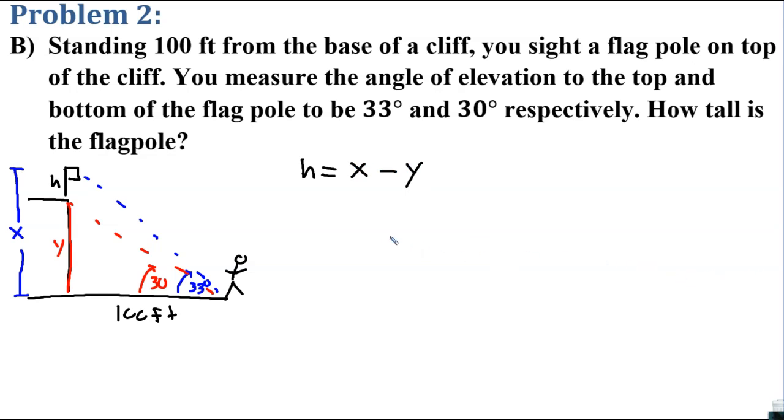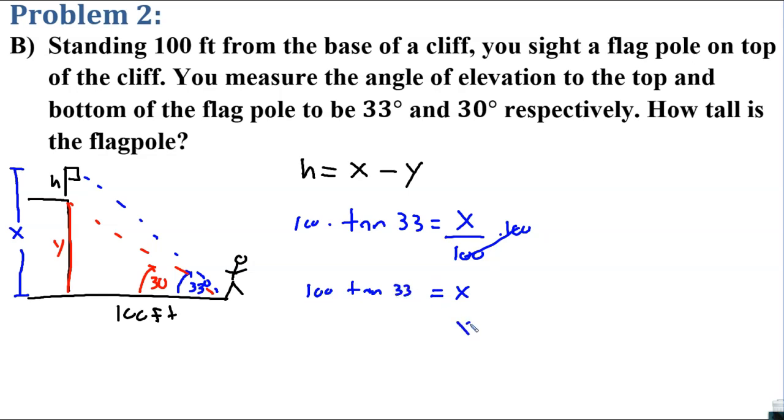All right, so let's set up these trig equations for the X. For the X, I can say that tangent of 33 is equal to opposite X over adjacent 100. Now this time I can just multiply both sides by 100 and end up with just an X on the right, which is equal to 100 tan 33. All right, so in other words, 64.9.